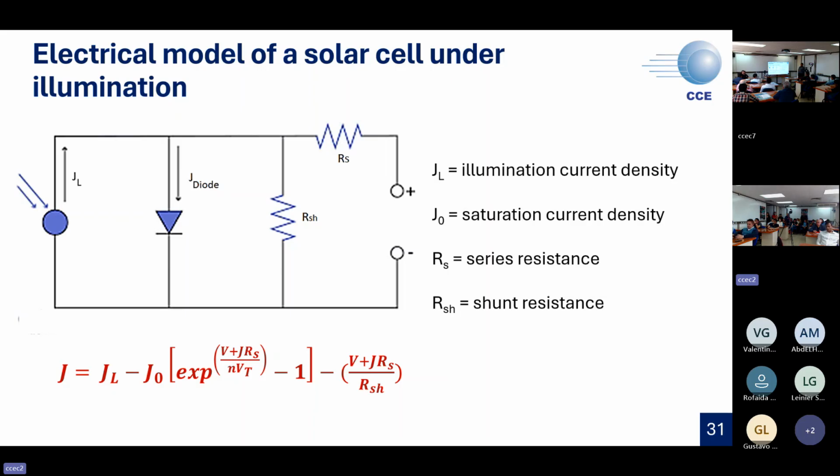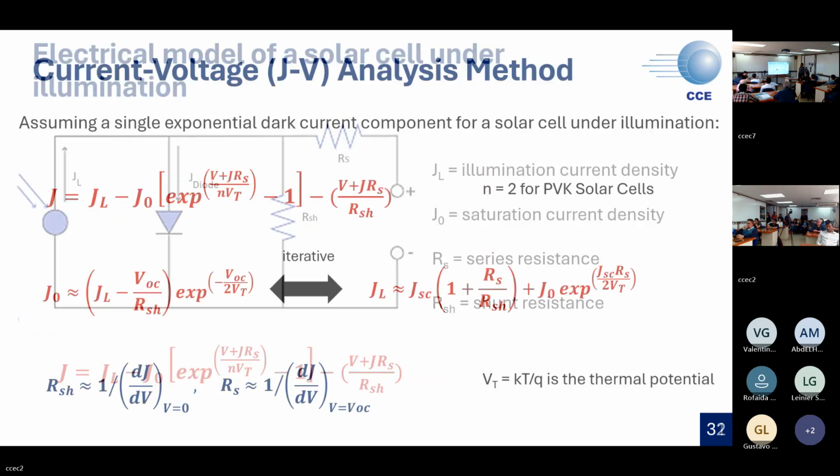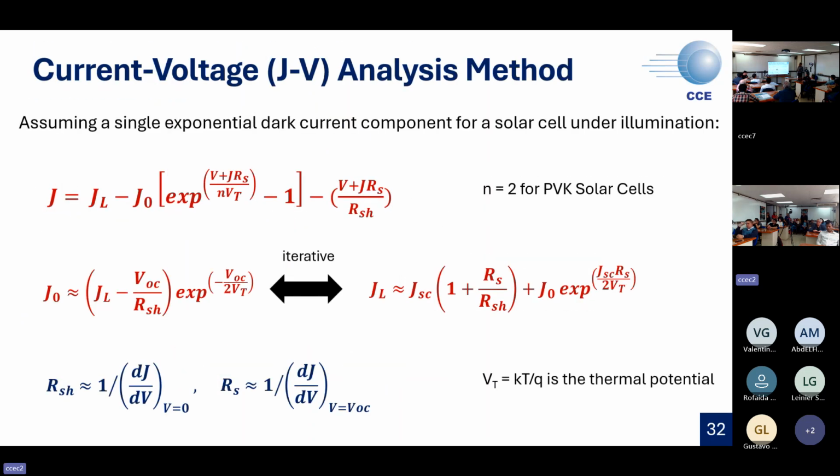The parameters important to know, additional to the classical photovoltaic parameters, are JL, the illumination current density, and J0, the saturation current density. We need to know the series resistance, and we know the shunt resistance. In particular, we're working with the next analysis method to obtain these parameters. We assume a single exponential current component for a solar cell under illumination. In particular, we use an ideality factor equal to 2 for perovskite solar cells.